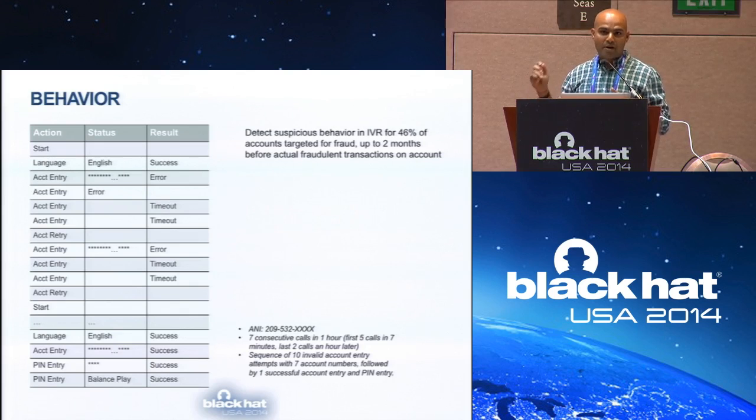We have been able to find reconnaissance activity on those at a false positive rate of about 2%. We'll talk about that later. In some cases, this is up to even 2 months before actual fraudulent calls or transactions on the account. So that's, again, a very interesting result.